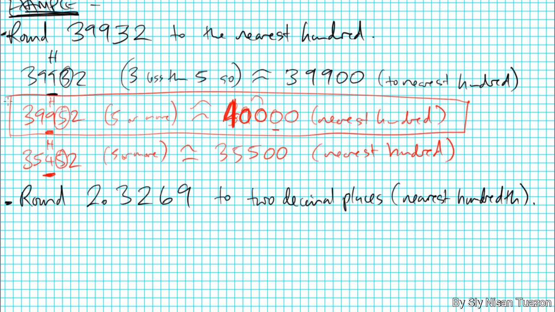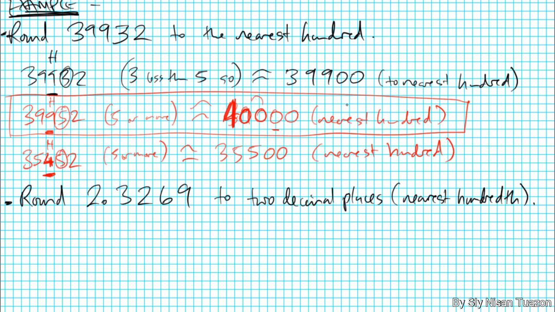Here is probably what I should have started off with. You're interested in rounding to the nearest 100, which is in this column. You look at the number after it. It's a 5, 5 or more. I need to increase the 100 column by 1. So it goes to 35,500.